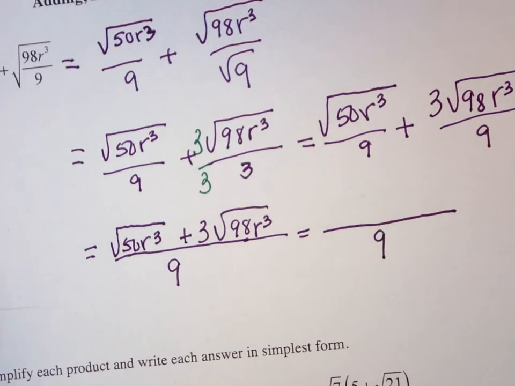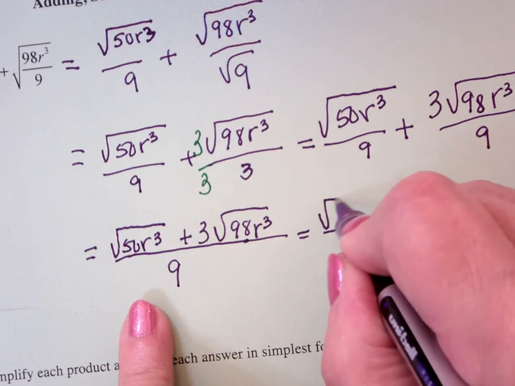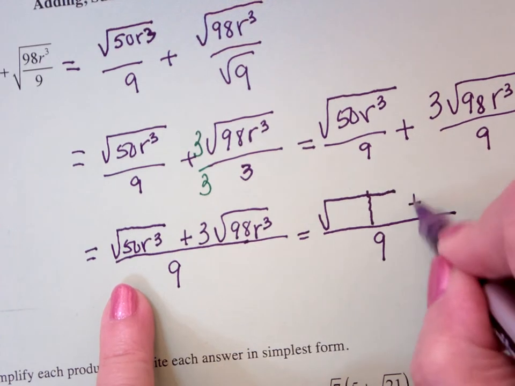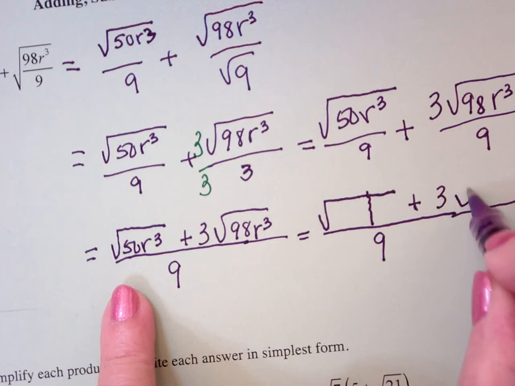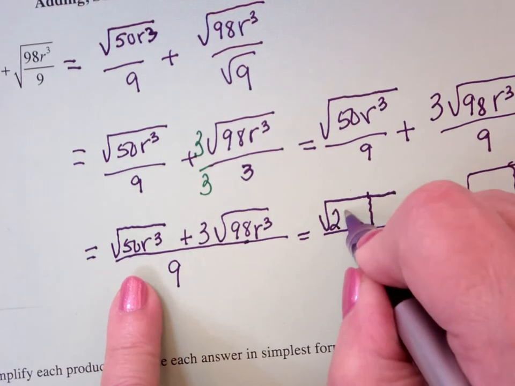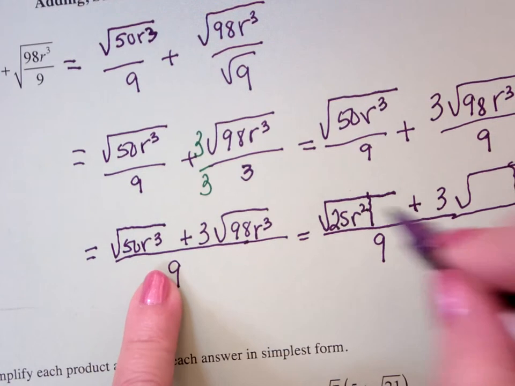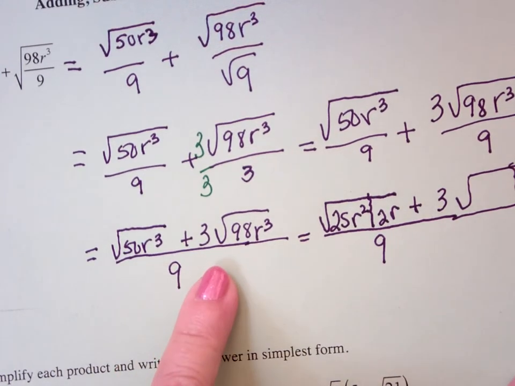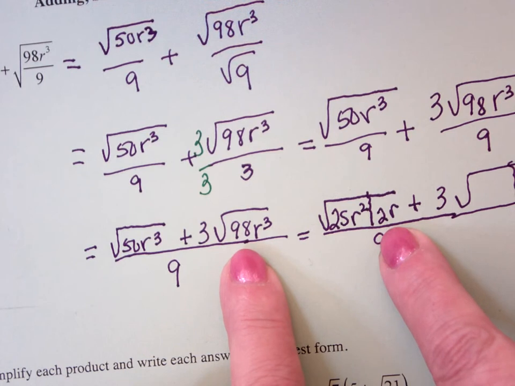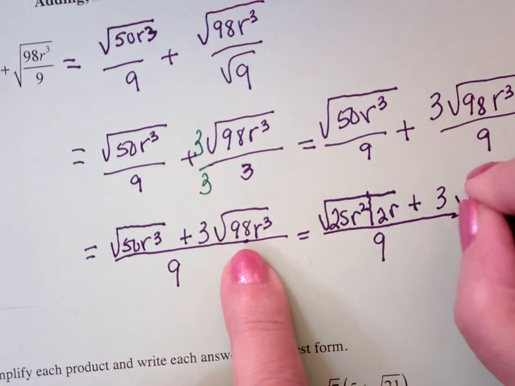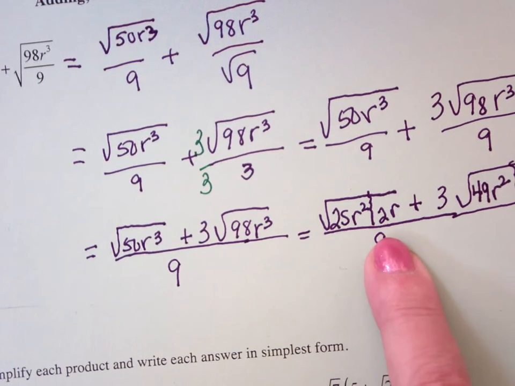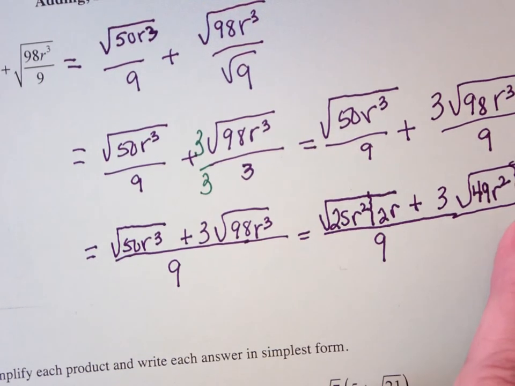So that over 9, I need to break these two down. So I just deal with the numerator first, and this is going to be plus 3 times the square root of 98r cubed. For 50, I have a 25, I have an r squared, and a 2r. Now, for the second one, I need a 2r. If I divide 98 by 2, what do I get? 49. So that's my square: 49r squared, 2r. So I used the one that I simplified first to see if I'm going to get the same leftover in a second.